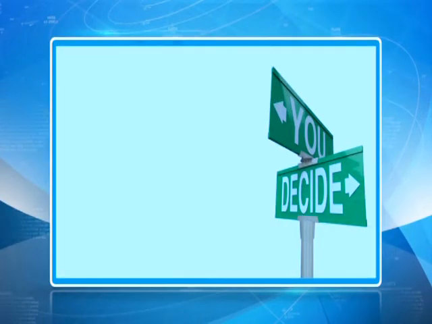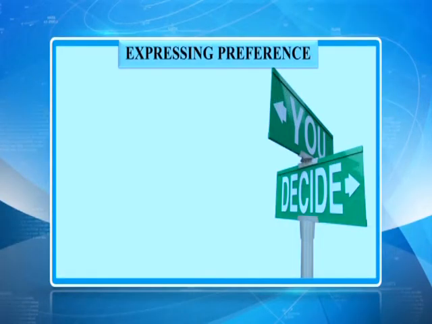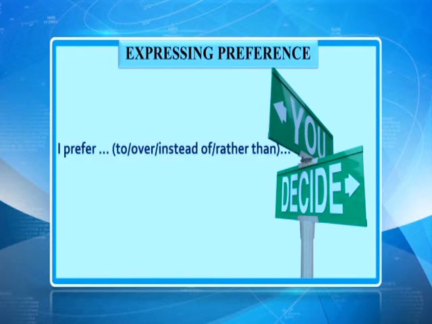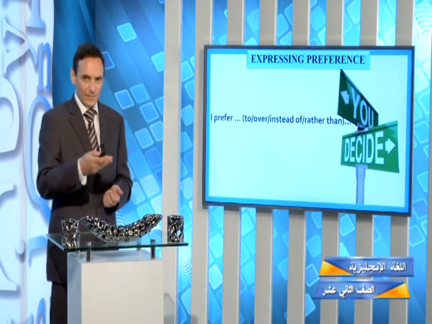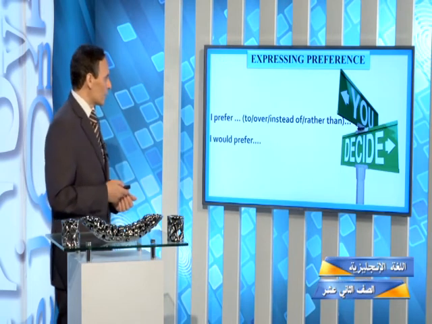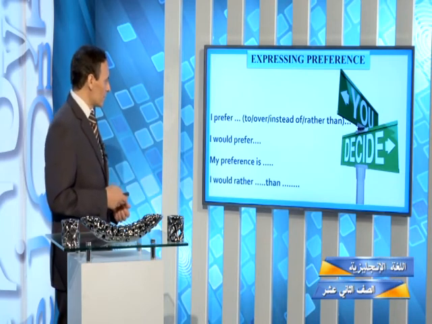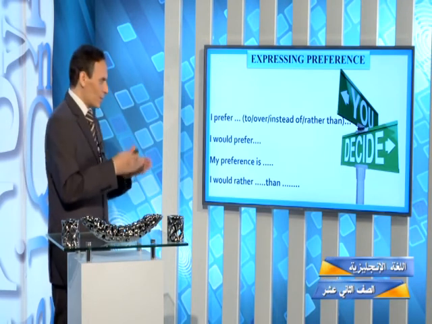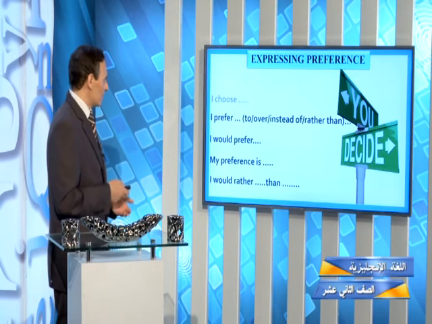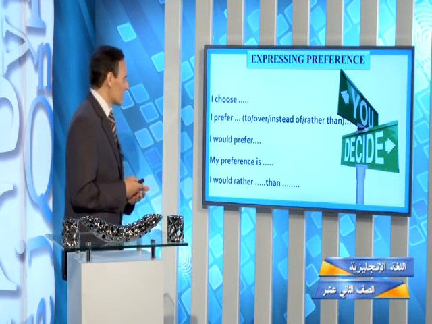Okay, dear students, we move to the next language function, which is expressing preference. Now, to express preference, you use expressions such as I prefer to, or I prefer something over something else, or I prefer something instead of something else. Also, you can say I prefer this rather than that. You can use the expression I would prefer, or my preference is, and you complete the sentence. You can also use I would rather this than that. I would rather coffee than tea, for example. Also, you can use the expression I choose.